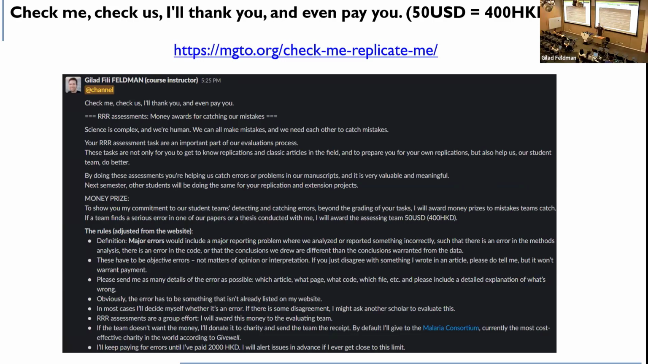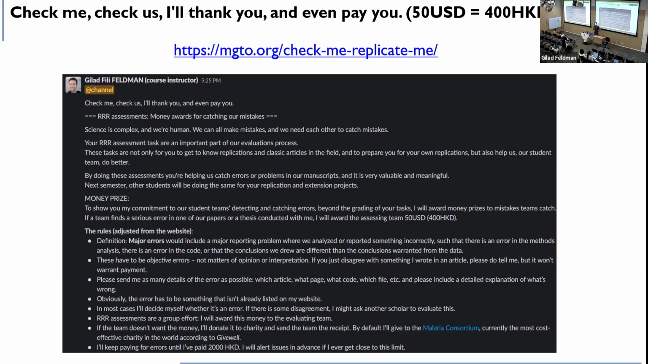I'm not joking. Already yesterday, some of the other teams told me that they found issues with the thesis that was written with me. You'll get money. If you find errors in the thesis conducted with me, I guarantee you'll get paid for this. If it's a minor thing, it's like $5 US. If it's a major thing, it's like 400 Hong Kong dollars. So please help us do better.